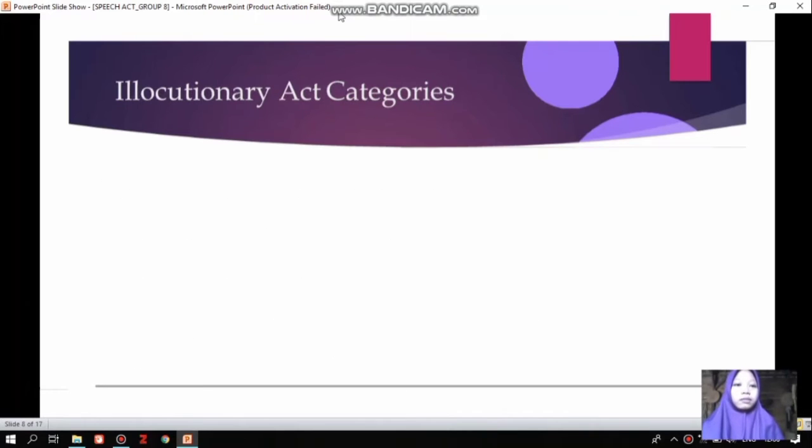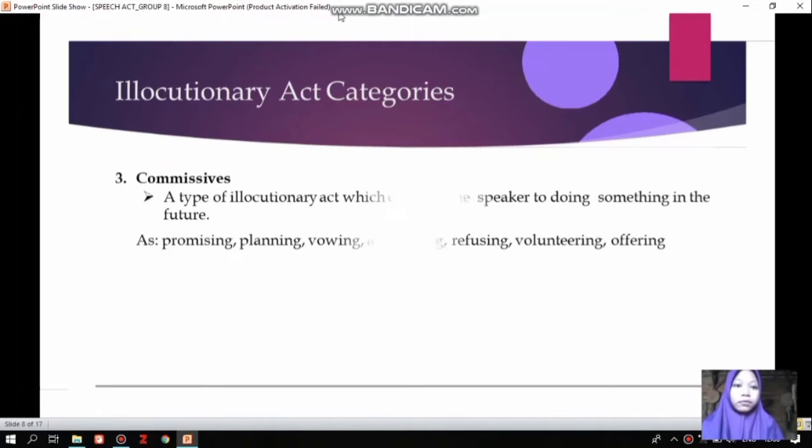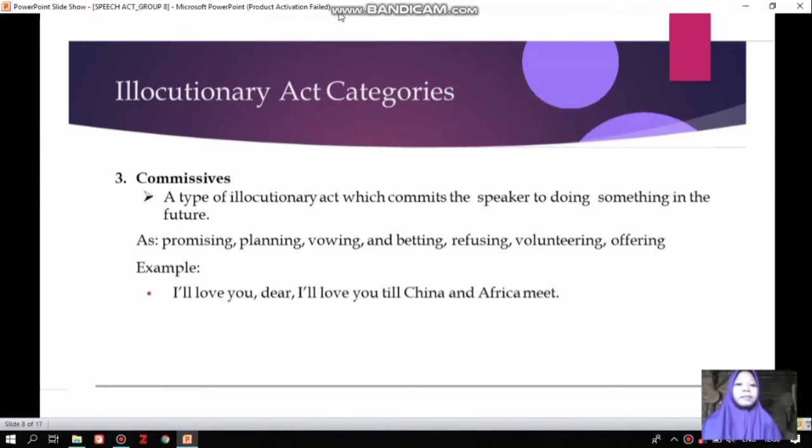And then the third, commissive. What is commissive? Commissive is a type of illocutionary act which commits the speaker to do something in the future, such as promising, planning, vowing, betting, refusing, and also volunteering and offering. And then the example: I will love you, dear. I will love you till China and Africa meet.